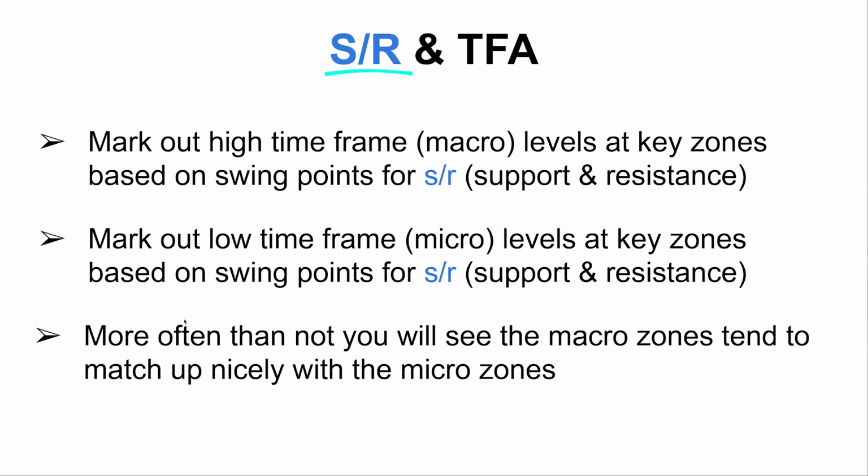SR, support and resistance, which we have gone over in past lessons, goes hand in hand with TFA. When looking at time frame analysis, we're going to be marking out high time frame levels, as we just stated. We're going to be locating these by finding swing points and support and resistance zones. After identifying the key points on a high time frame chart, we're then going to be able to drop our time frame and look for other swing points and support and resistance levels. More often than not, you will see that the macro levels tend to match up nicely with the micro levels.